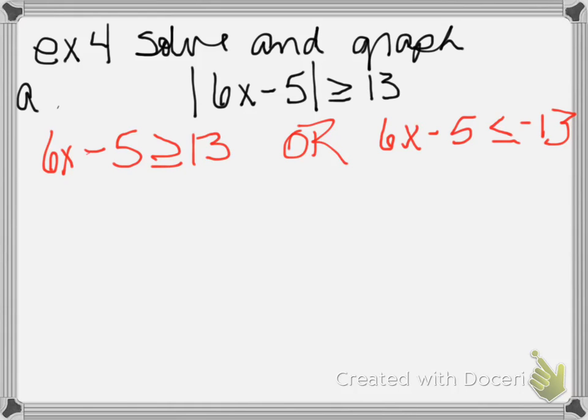Okay, this is a greater than symbol, so it's an or. First, on the left side, we take what was inside the absolute value, take it out and put it to a positive 13. Or, the second case, we take it out of the absolute value, flip the symbol, and put it to a negative 13. And now we have two separate equations that we have to solve.